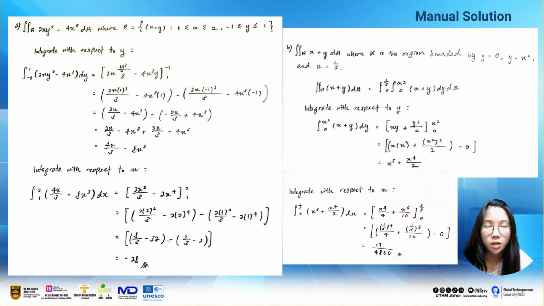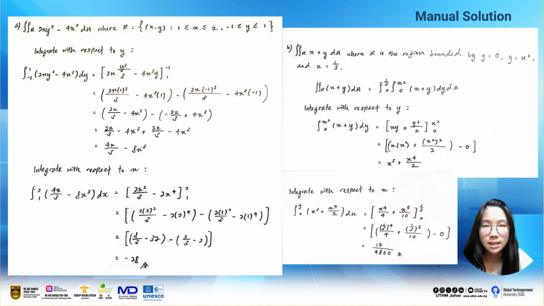Now we're moving on to part B. The problem becomes slightly more complicated as we integrate the function x plus y over a region bounded by curves rather than constant lines. The region is bounded below by the x-axis and above by the parabola y equals x squared, with a vertical boundary at x equals 1 over 3.